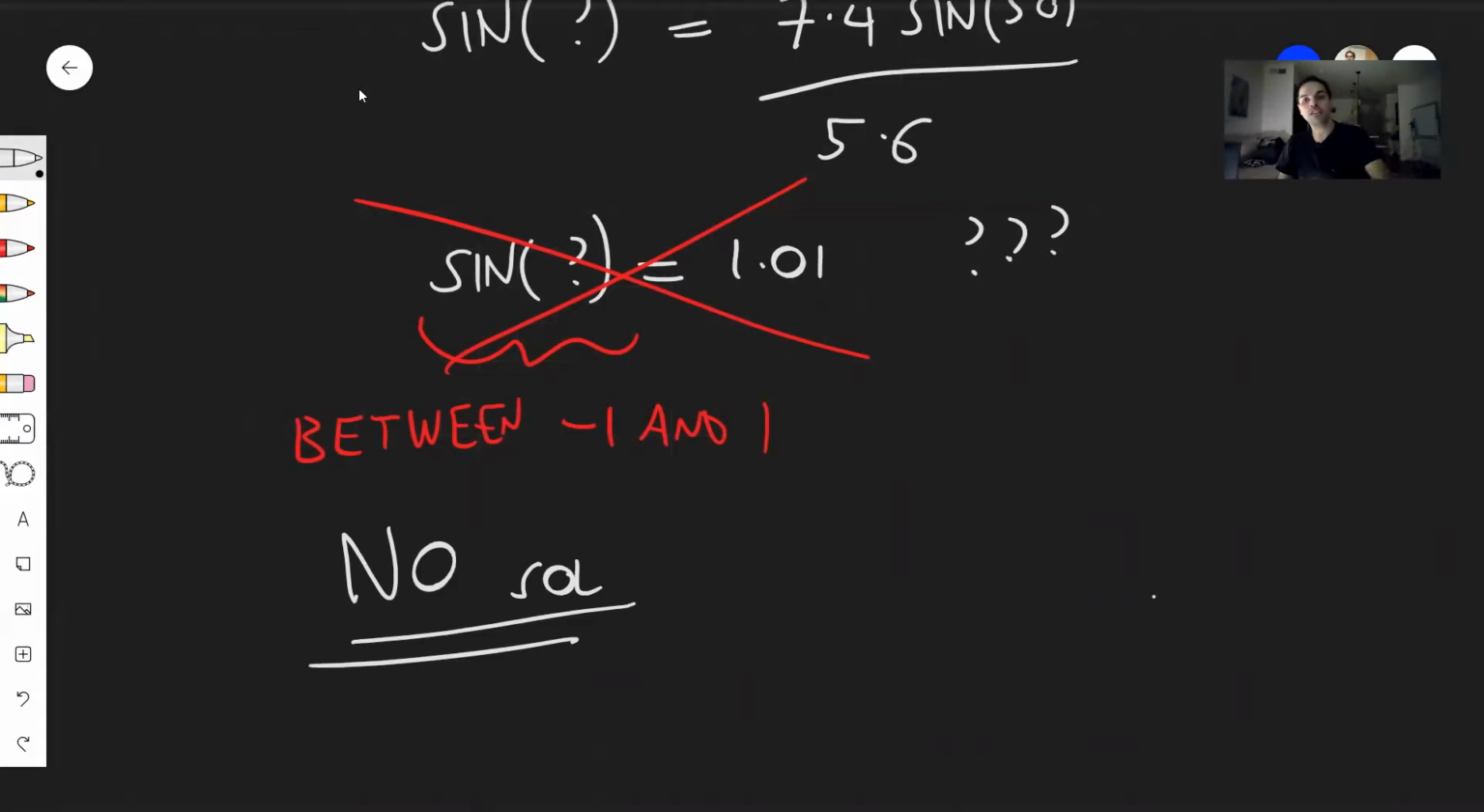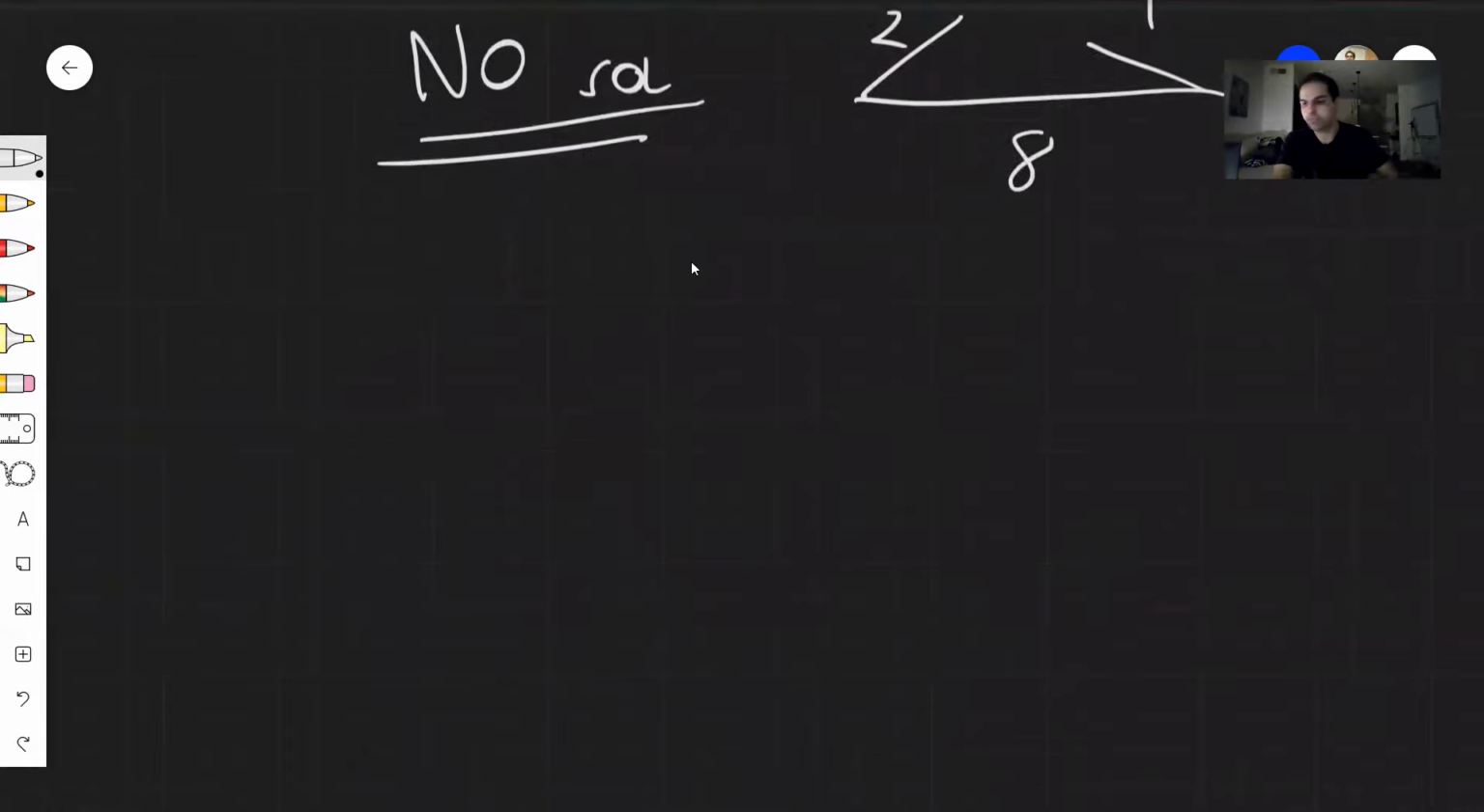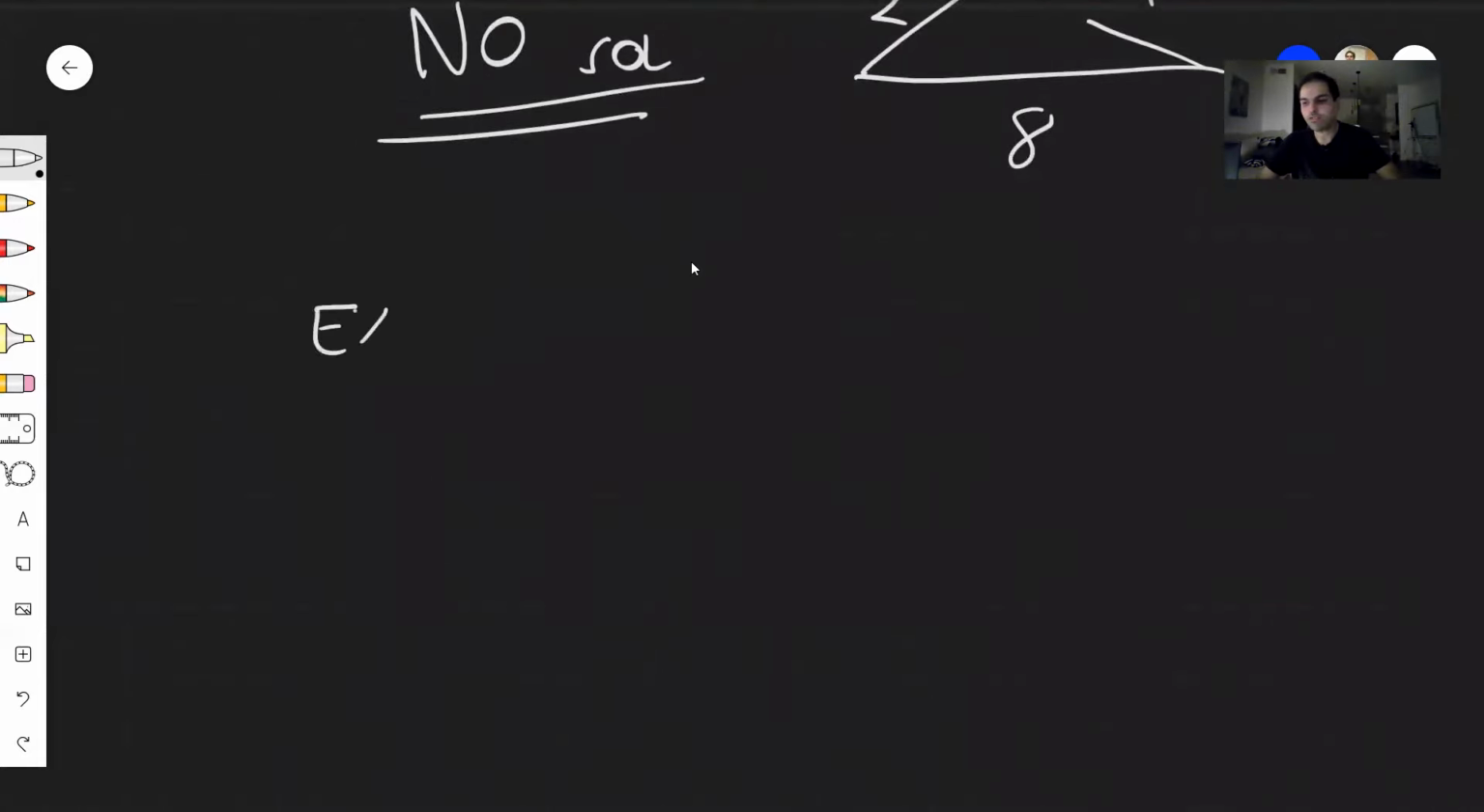Just like, for instance, a triangle with sides 8, 2, and 1. It cannot be a triangle because those sides are too small to get the side of 8. Same thing here. There's no triangle with the angle 55 and sides 5.6 and 7.4. So beware, sometimes there's no solution. And even worse, sometimes there could or could not be many solutions.